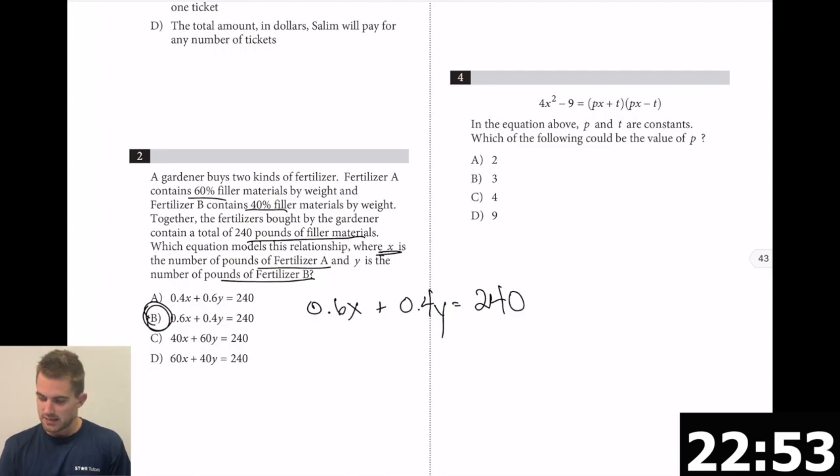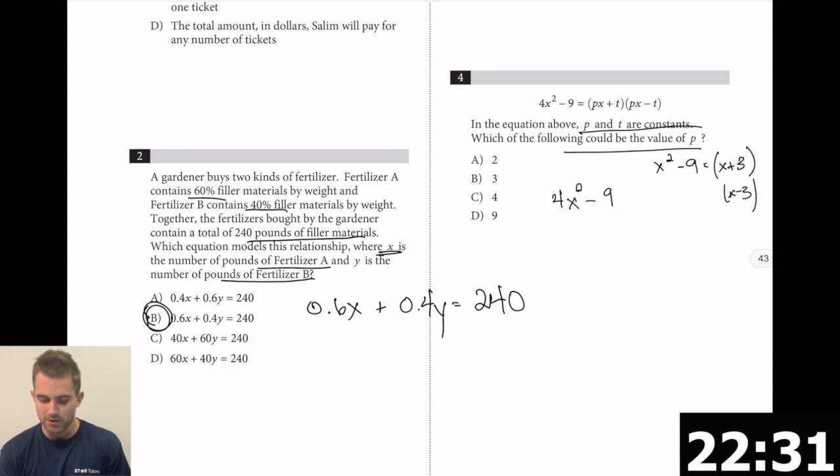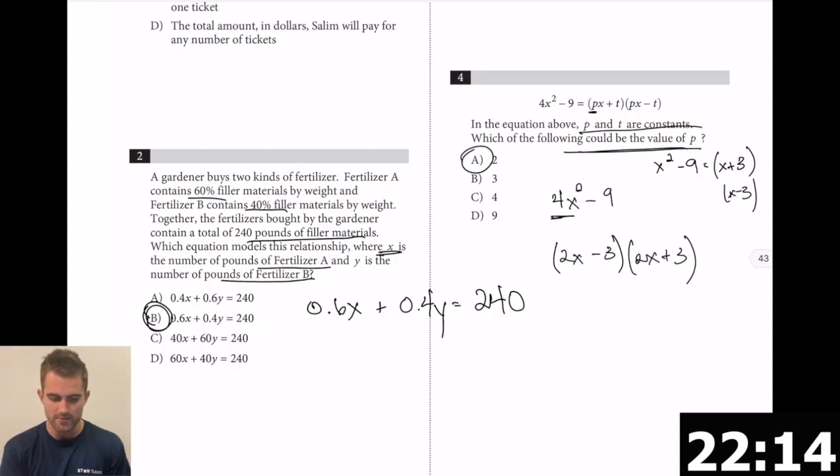Number 6 says, let's see, we're doing well on time. Number 6 says 4x squared minus 9 equals (px plus t) times something, in which the p and t are constants, which of the following could be the value of p. Okay guys, remember that we have two perfect squares here, 4x squared minus 9. If I would have given you x squared minus 9, that would have been easily represented as x plus 3 times x minus 3. Same thing applies here because 4 is also a perfect square. But rather than saying just 1x, we're going to say 2x minus 3 times 2x plus 3. That gives us the perfect squares. So we're looking for the value of p. P and t are constants, so p looks like it's equal to 2, answer A.